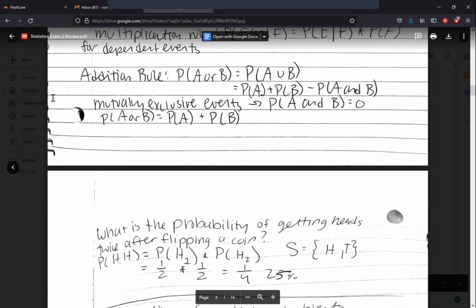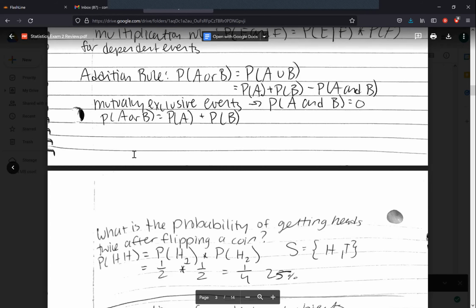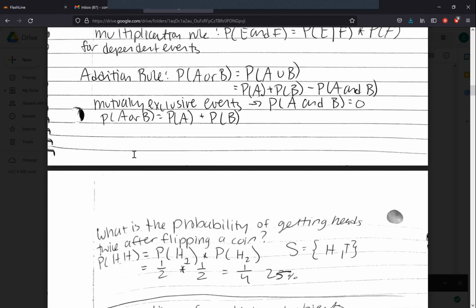The addition rule for the probability of getting A or B is the probability of A plus the probability of B minus the probability of A and B. And for mutually exclusive events, which don't occur together, the probability of getting A and B is 0. So the probability of getting A or B is just the probability of A plus the probability of B.